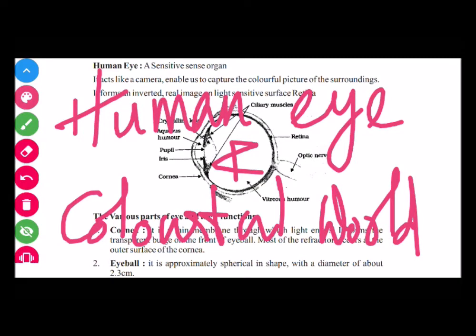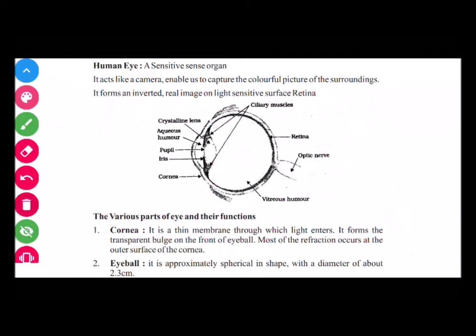Hi students, welcome to a new chapter, Human eye and colorful world. Are you ready to study the chapter? This is such a beautiful chapter where you are going to study about your eyes, the most sensitive organs in your body. And it is just like a high definition camera, and it enables us to see the world in 3D. Are you ready to study the structure of human eye?